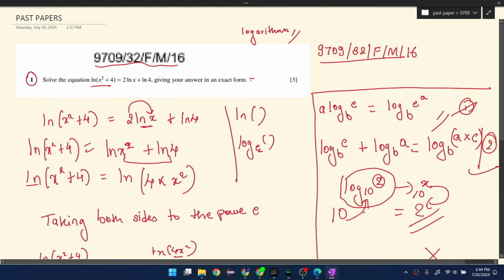The answer to this question is 2 over root 3, and we're going to leave this as it is because we have been asked for an exact form, and exact form means surd form.